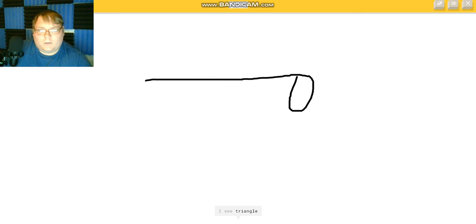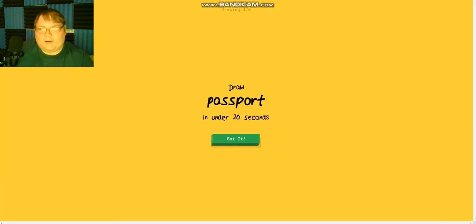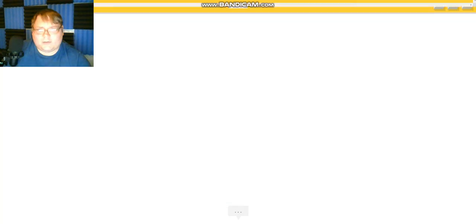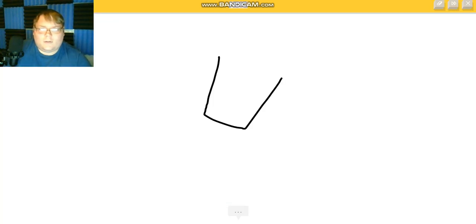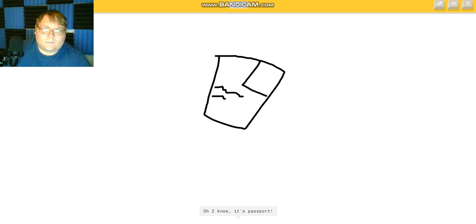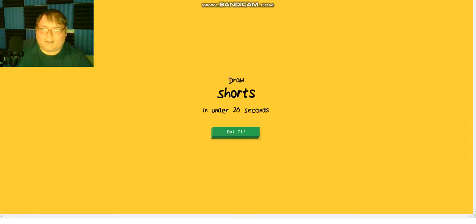I see triangle. Or underwear. Or baseball bat. Or screwdriver. I see mouse. Oh, I know. It's clarinet. Yes, clarinet. Passport. I see elbow. Or square. Or hexagon. Or diamond. Or envelope. I see pyramid. Oh, I know. It's passport. Yes, passport.